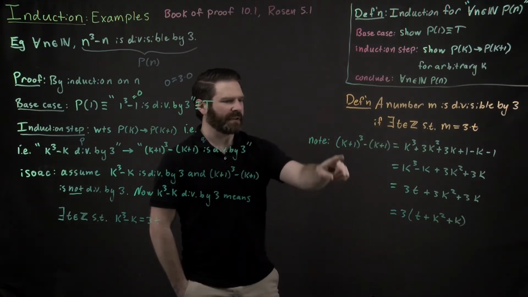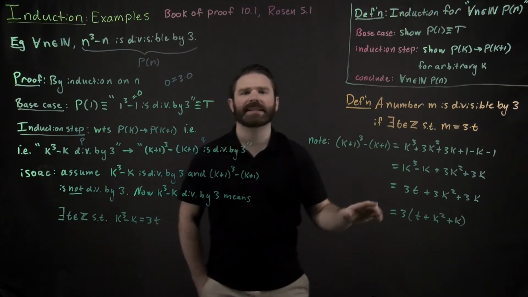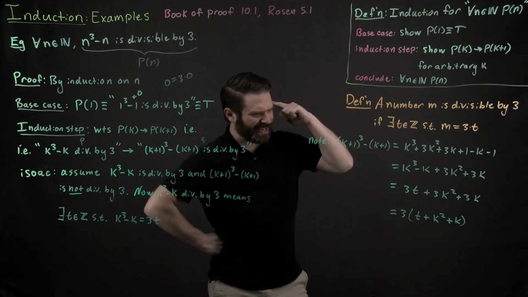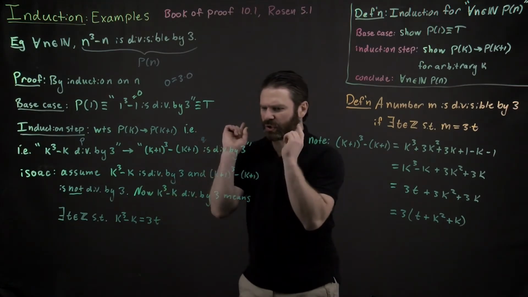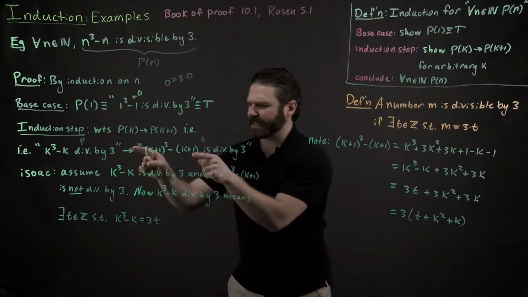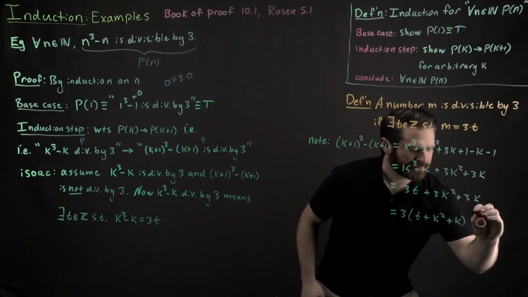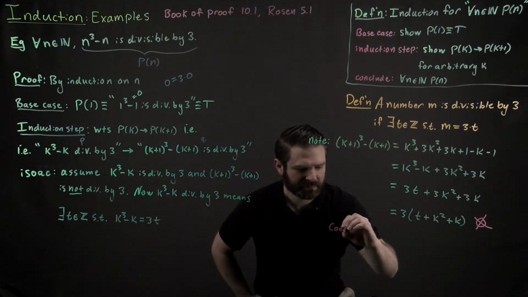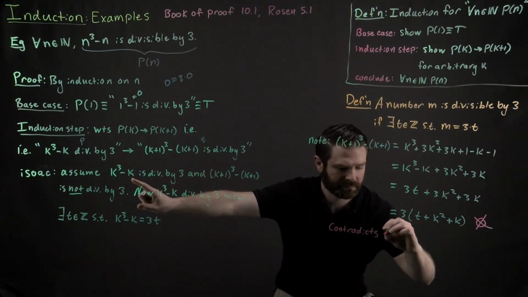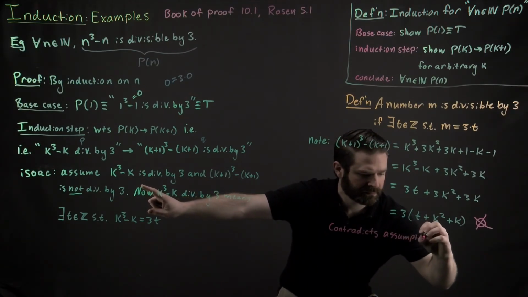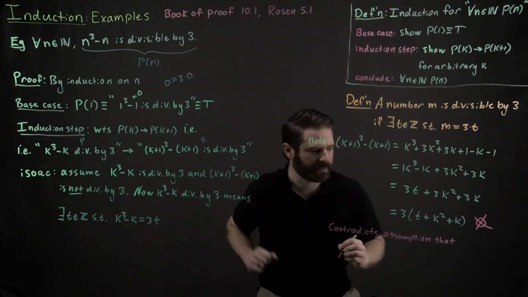And what have I shown? I have shown that k plus 1 cubed minus k plus 1 is equal to 3 times some other number. But hang on a second. That means this number is divisible by 3. And we assumed that is not divisible by 3. That is a contradiction. So contradiction, our assumption that this thing is not divisible by 3.